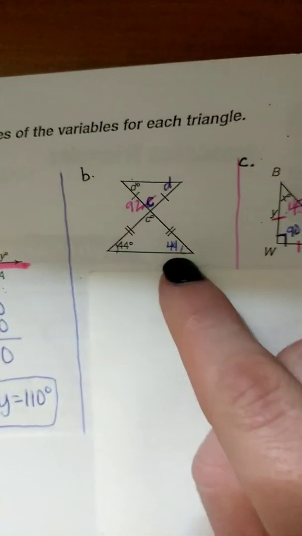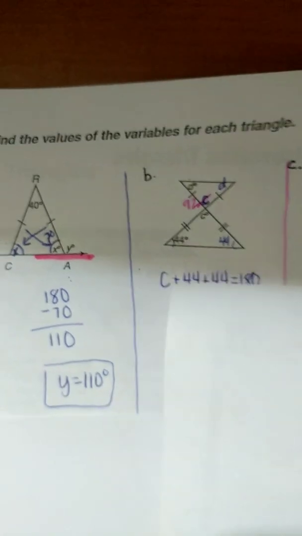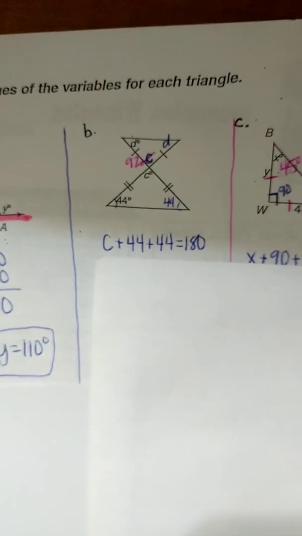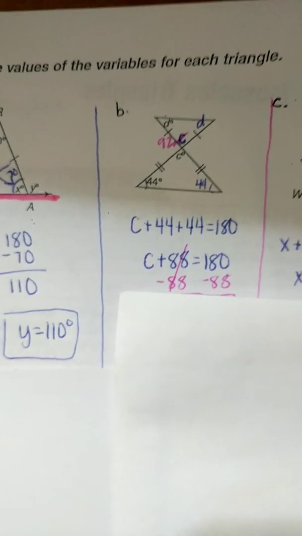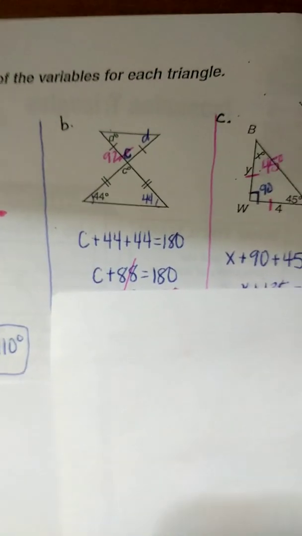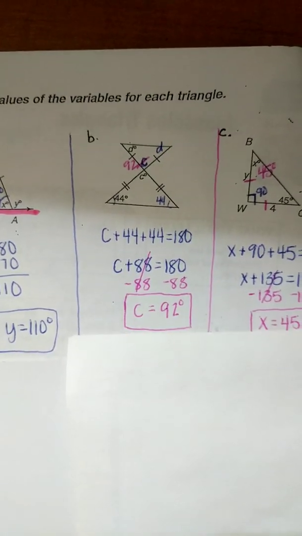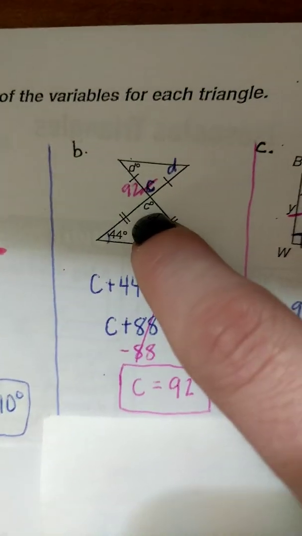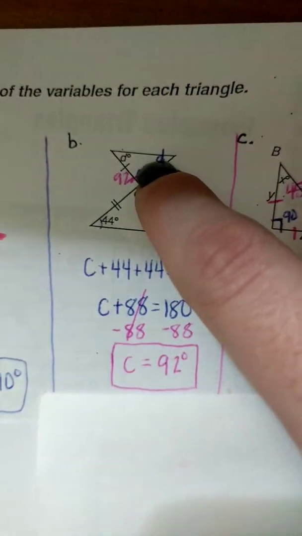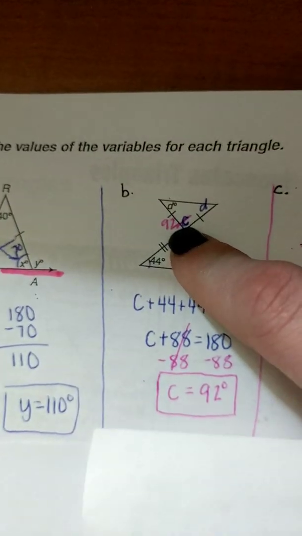So same kind of thing as this one. Both of these angles are the same, so this is 44 as well. So we would do C plus 44 equals 180. Then when we add the 44s together, that's 88. So then subtract that and C equals 92. So because C is 92, these are vertical angles. So this one up here is also 92 degrees.